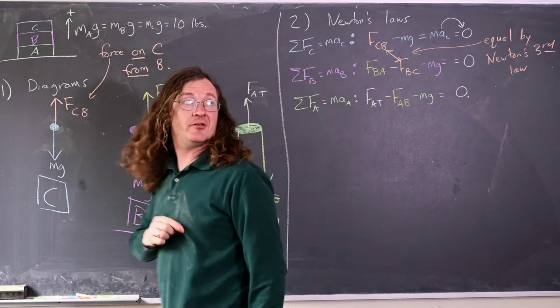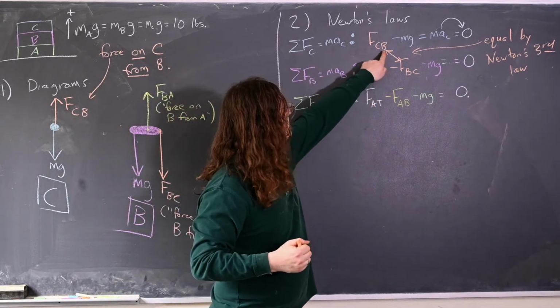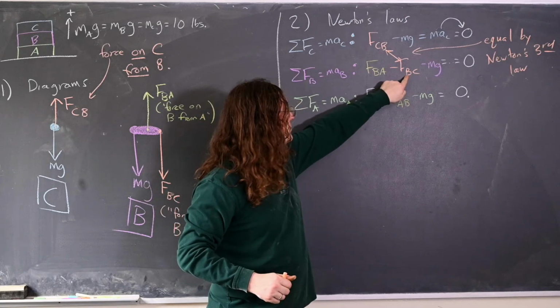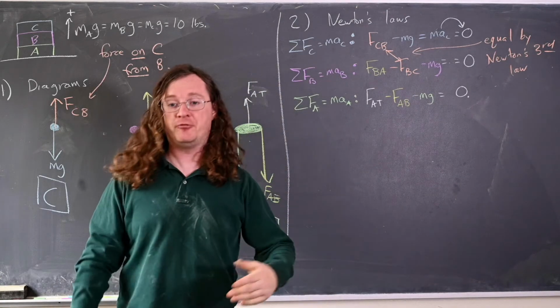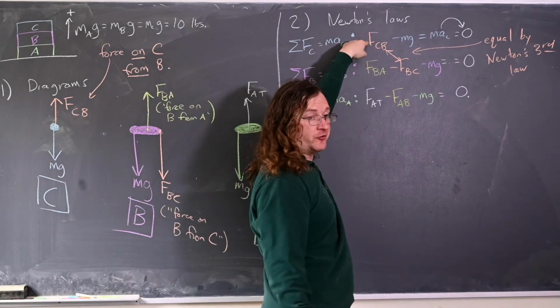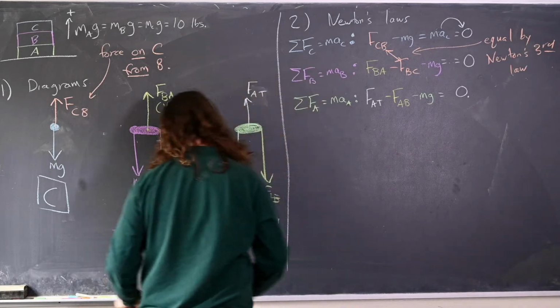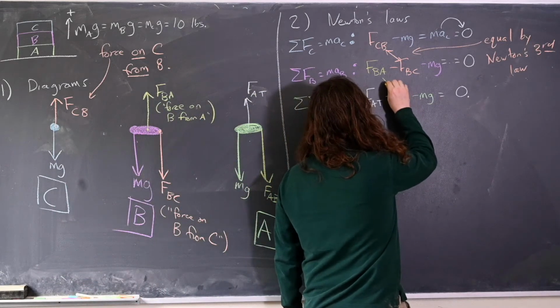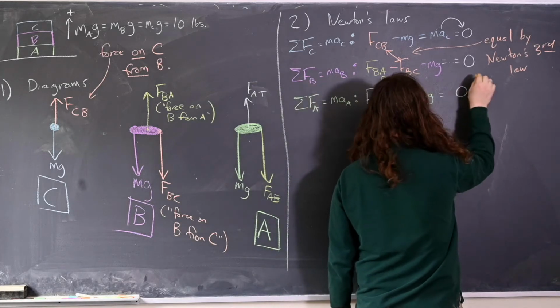Newton's third law says if B pushes on C with some force, then C must push on B with an equal force in the opposite direction. Notice these appear with opposite signs. This one's positive and that one's negative. The magnitudes are the same. Likewise, this pair is also equal.